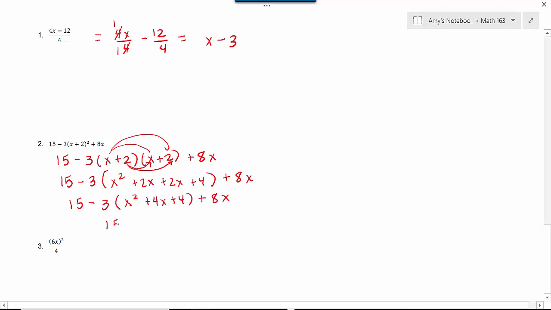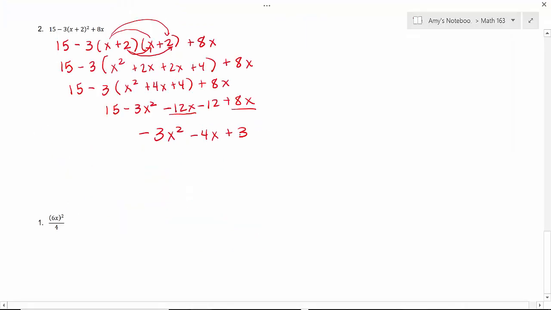Distribute your 3. And then combine your like terms. I would start with my highest exponent, which is 2. And then you combine your x's. Negative 12 plus 8 is negative 4. And 15 minus 12 is positive 3.